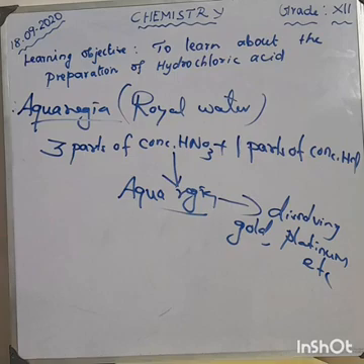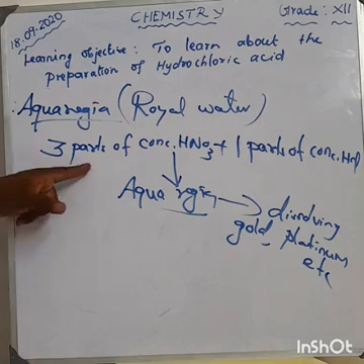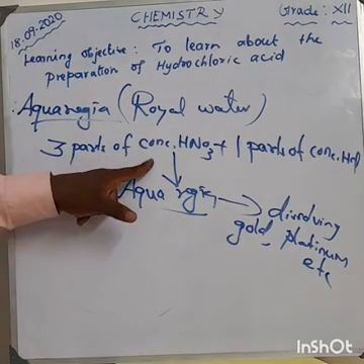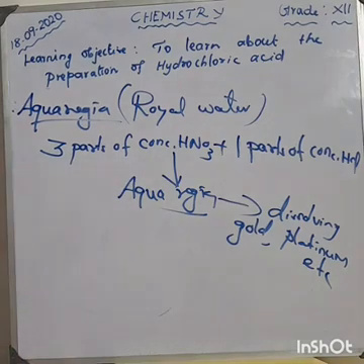What is aqua regia? 3 parts of concentrated nitric acid and 1 part of concentrated hydrochloric acid are mixed together, and we get aqua regia. What's the use of aqua regia? For dissolving gold and also platinum, etc.